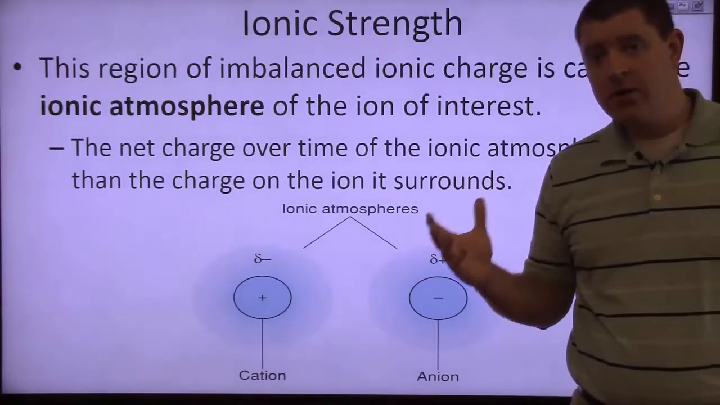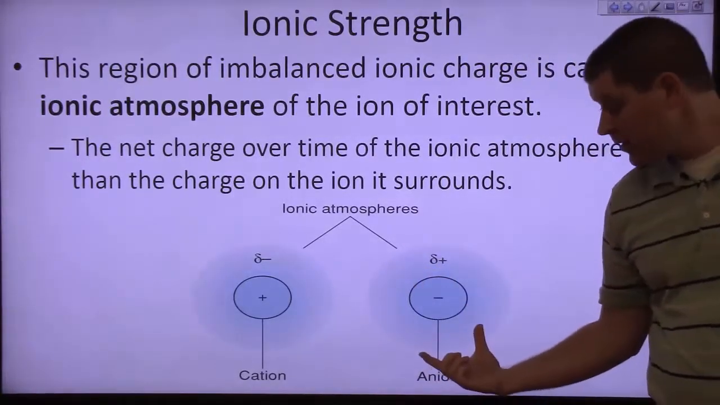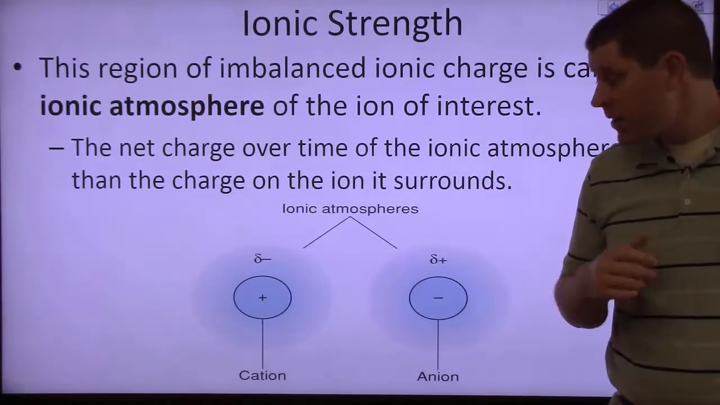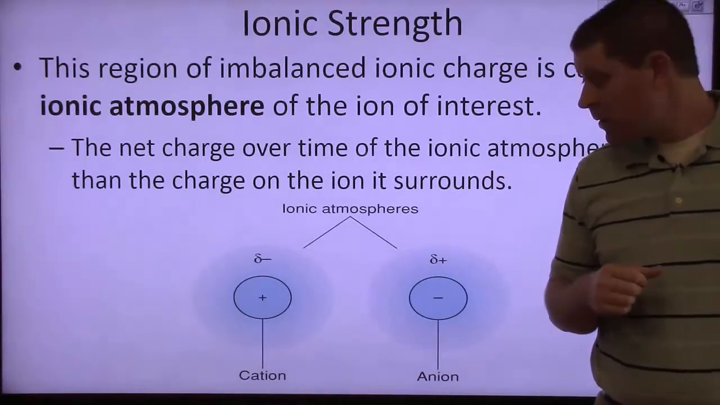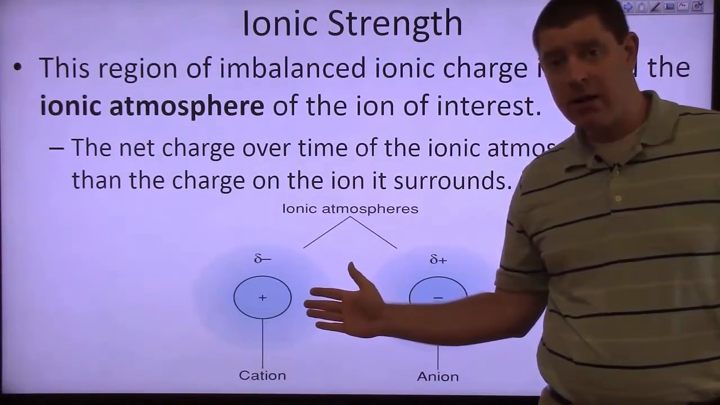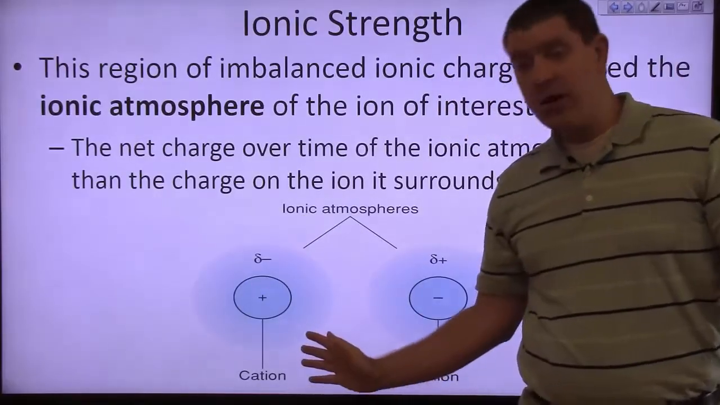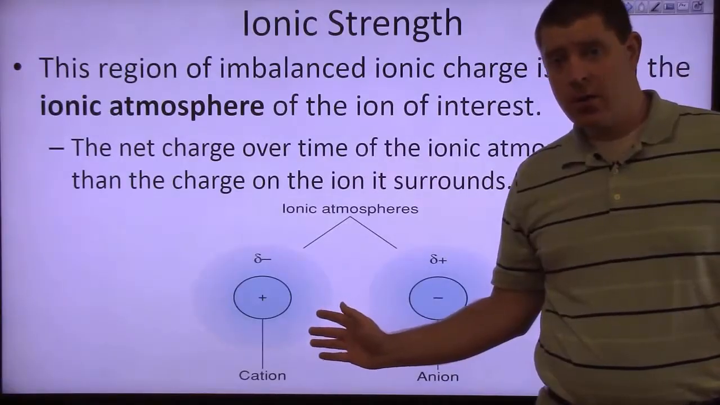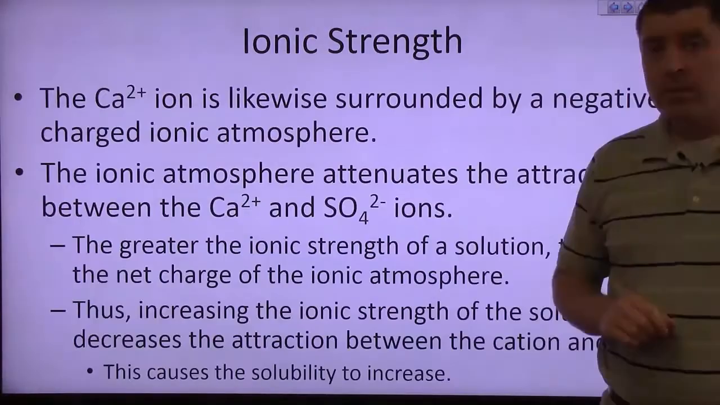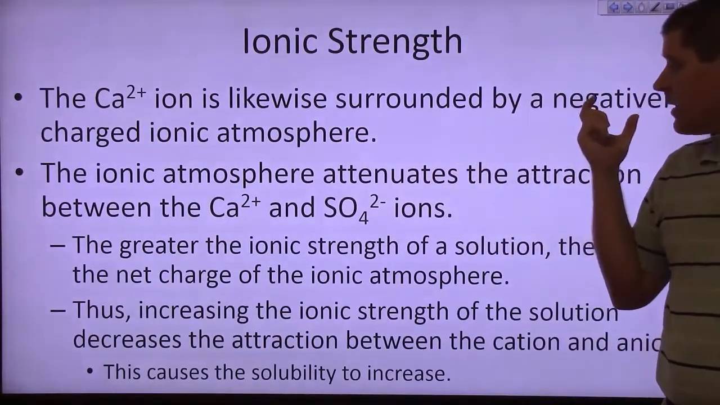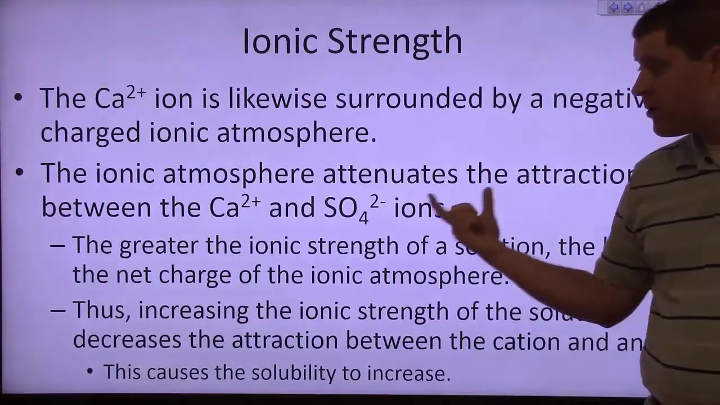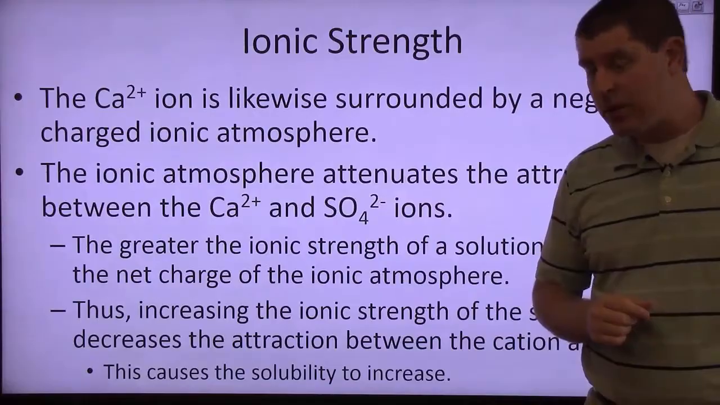So in the case of our sulfate ion, we have an anion, and around that anion we have this cloud, this ionic atmosphere, that is partially positively charged, with some charge that's less than 2 plus. Around our calcium ions, we would have an ionic atmosphere that is partially negatively charged, with a charge less than 2 minus, or closer to neutral than 2 minus. So our calcium ion is likewise surrounded by a negatively charged ionic atmosphere. The ionic atmosphere attenuates the attraction between our calcium ions and our sulfate ions.